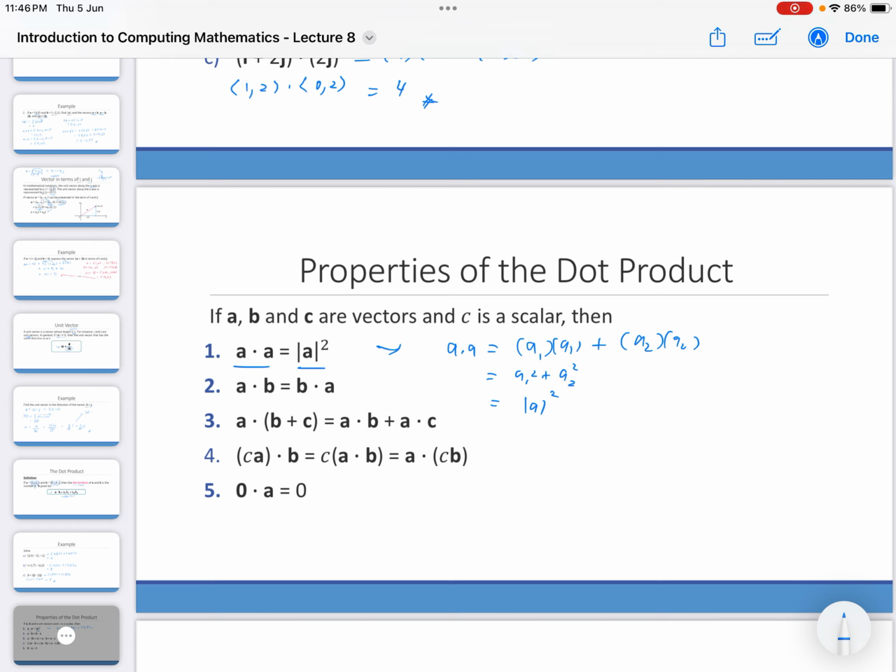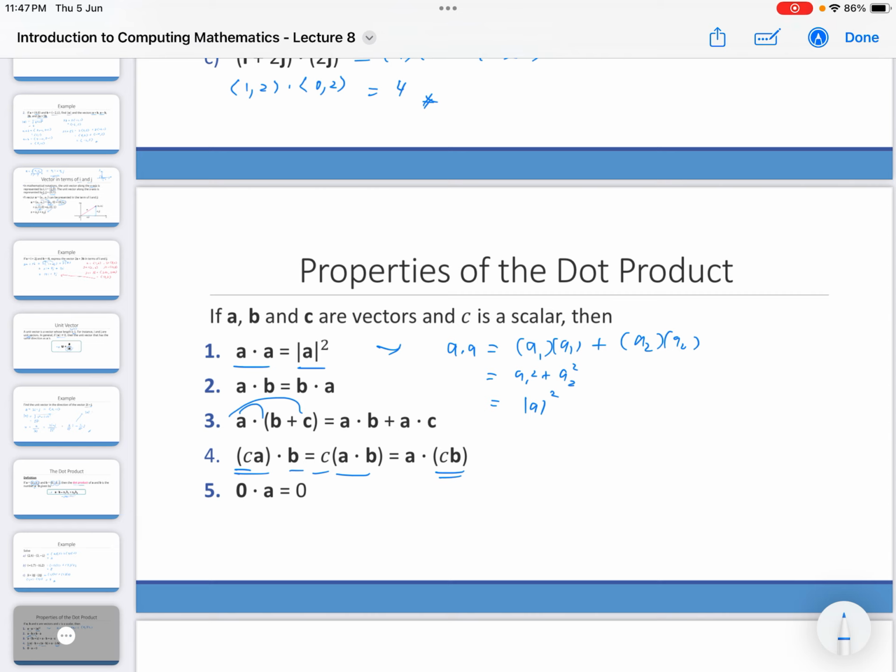The second property is A dot B is equal to B dot A. The third property is A dot (B plus C) is equal to A dot B plus A dot C. The fourth property is, we have some scalar c times vector A, and this is dotted with vector B. This is the same as doing the dot product first, A dot B, and then multiplying with the scalar c, or multiplying c with B and then doing the dot product, A dot cB. These three are the same.